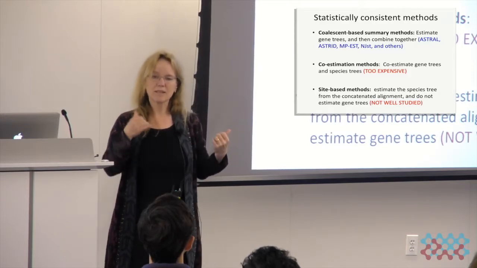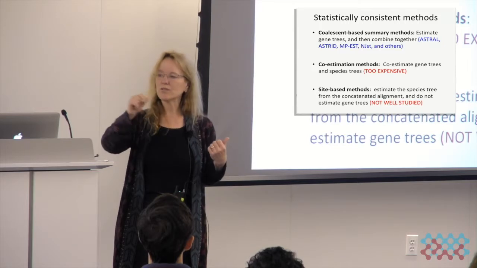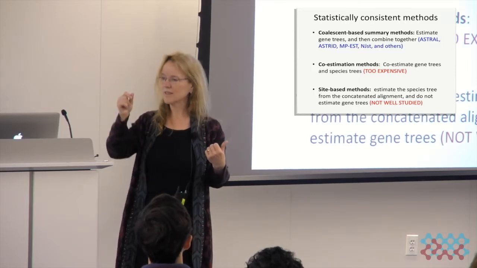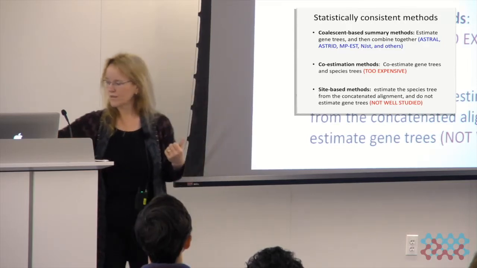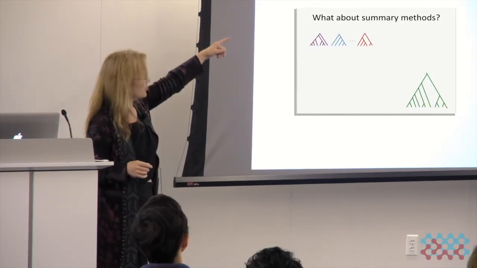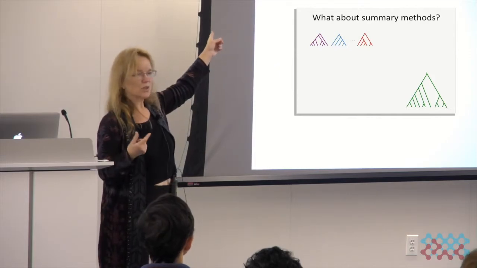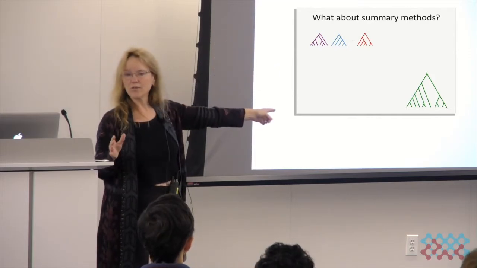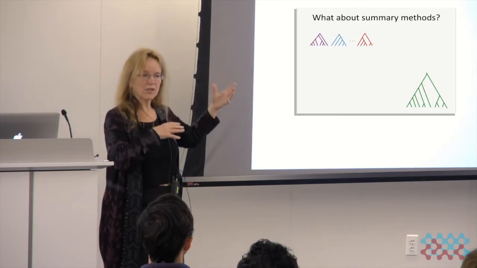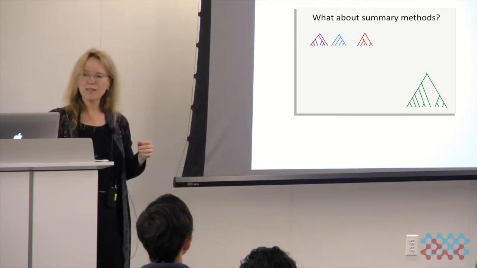Summary methods can be consistent. Again, under the assumption that sequence length per gene is going to infinity, and the number of genes is going to infinity. Okay? So here's what about summary methods. The idea is you have these gene trees, and you're going to try to infer a species tree. The gene trees here are drawn as though they're rooted. They're not actually rooted. We're going to try to infer a species tree from unrooted gene trees, to get an unrooted species tree. Everyone with me so far?